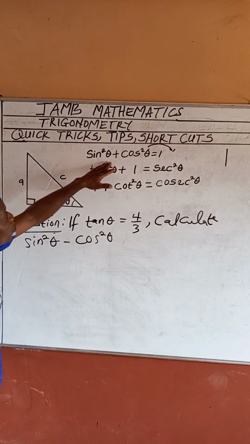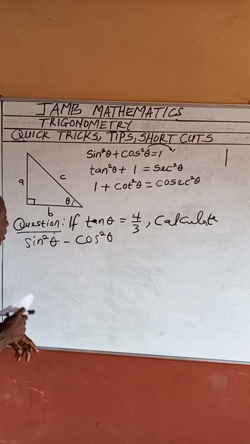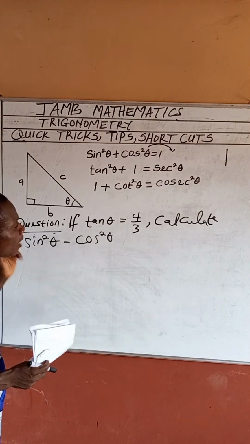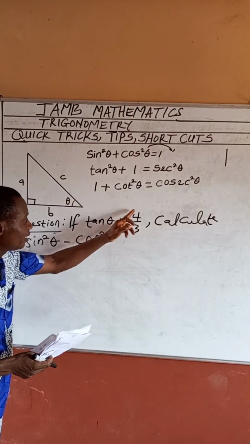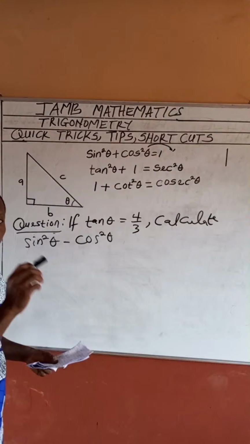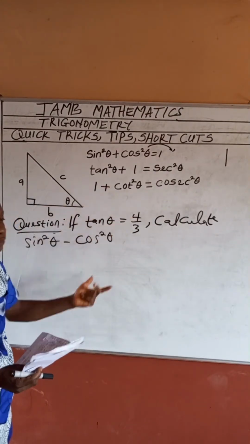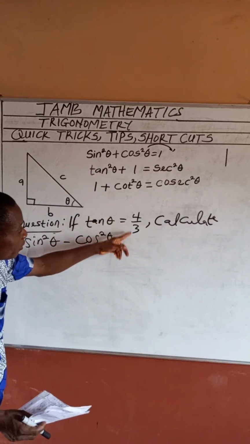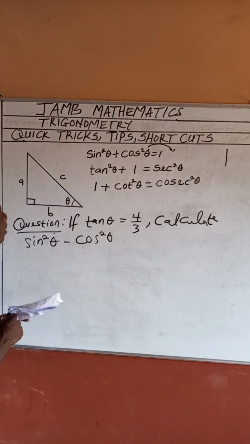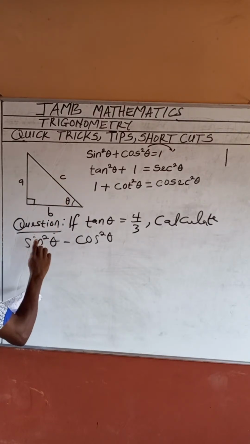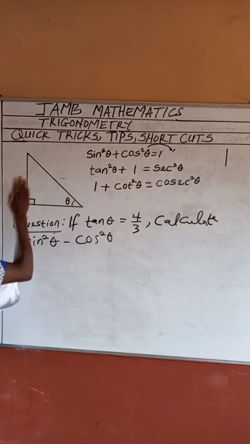Now this is another question that requires us to apply tricks. Because this is sine square theta and this is cos square theta. You don't have to waste time. This is tan theta, it's 4 over 3. I'm sure we know the Pythagorean theorem, the Pythagorean triple. So that's what we are going to use here. But if you don't want to, no problem. Now, I'm going to use the Pythagorean theorem here.